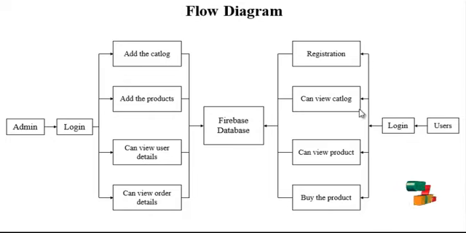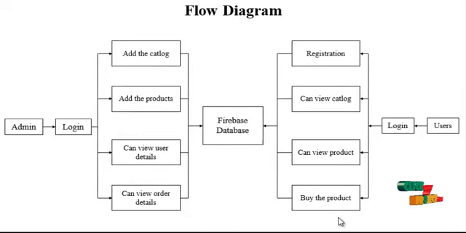Then go to the users. Users first of all register and login. After registering and logging in, the catalogs are shown on the first page. If you want to see the products in a catalog, go to the product, and if you want to buy the product, you can also change the address. You can view the orders too. Then we store the database in the Firebase. Next we see the app demo.